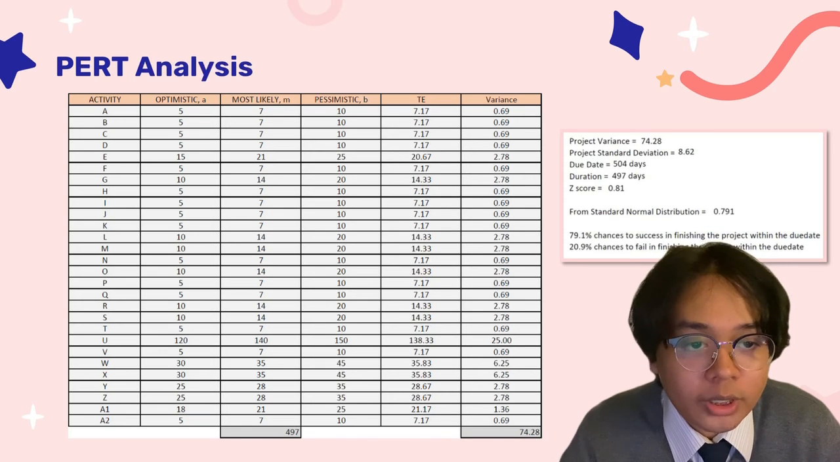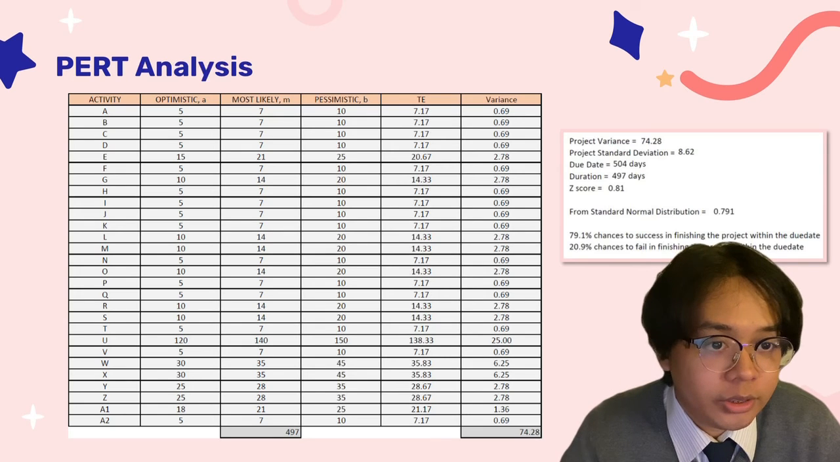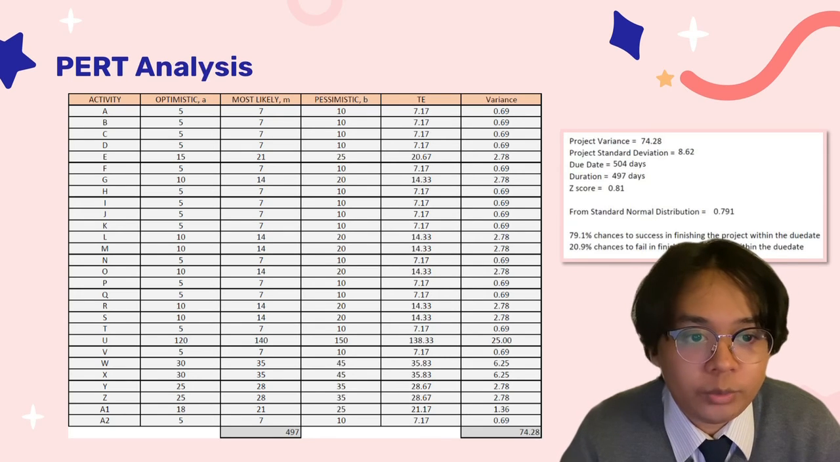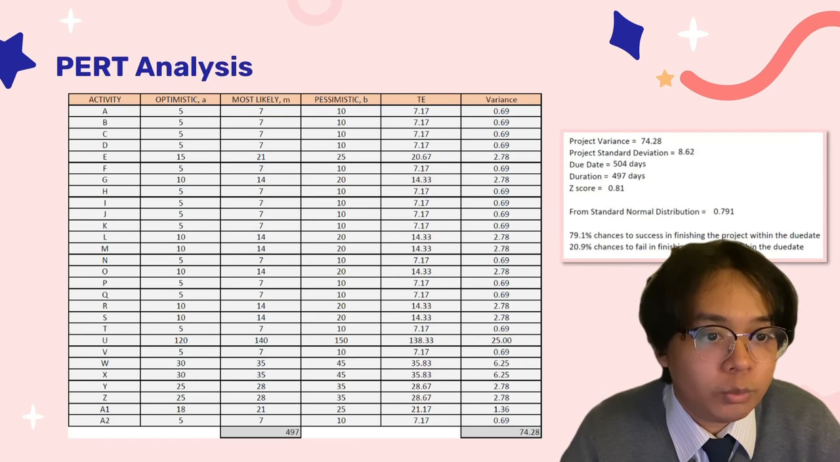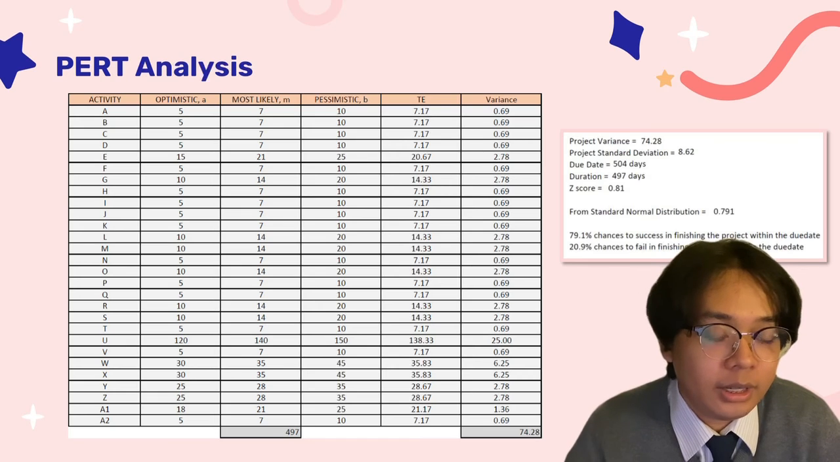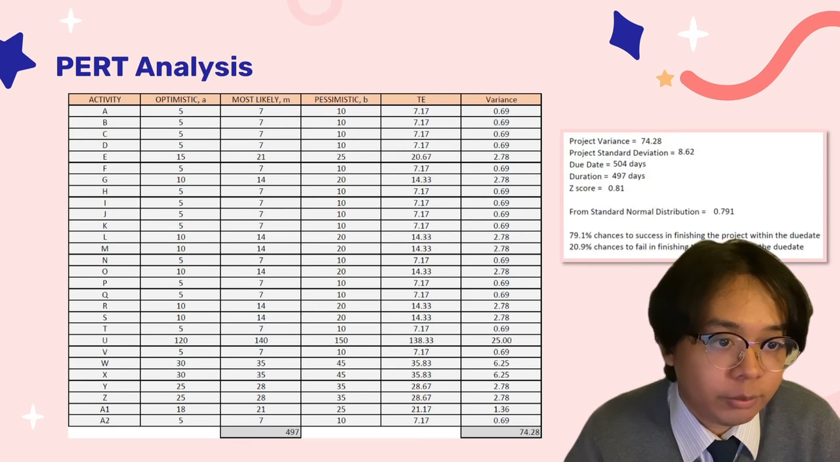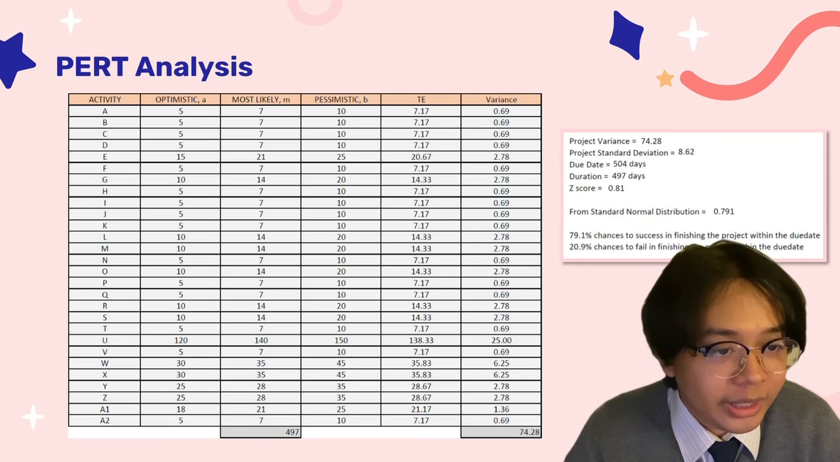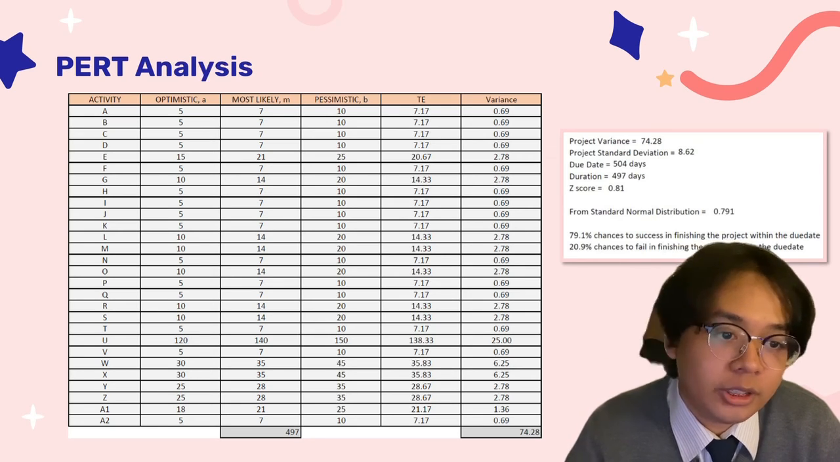To get the Z score, due date minus duration and then divided by the standard deviation. As we can see, we get 0.81, and then we need to refer to the standard normal distribution. As we can see, we get 0.791, and from that we can calculate the chances of success in finishing the project within the due date, or otherwise, which is failing to finish the project.